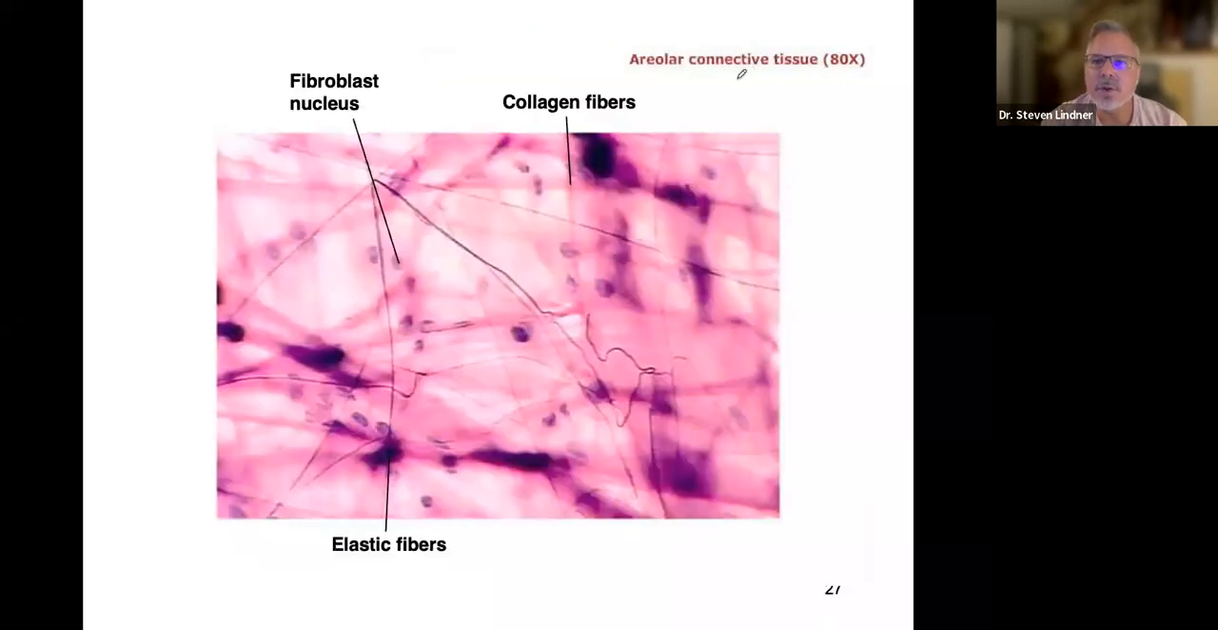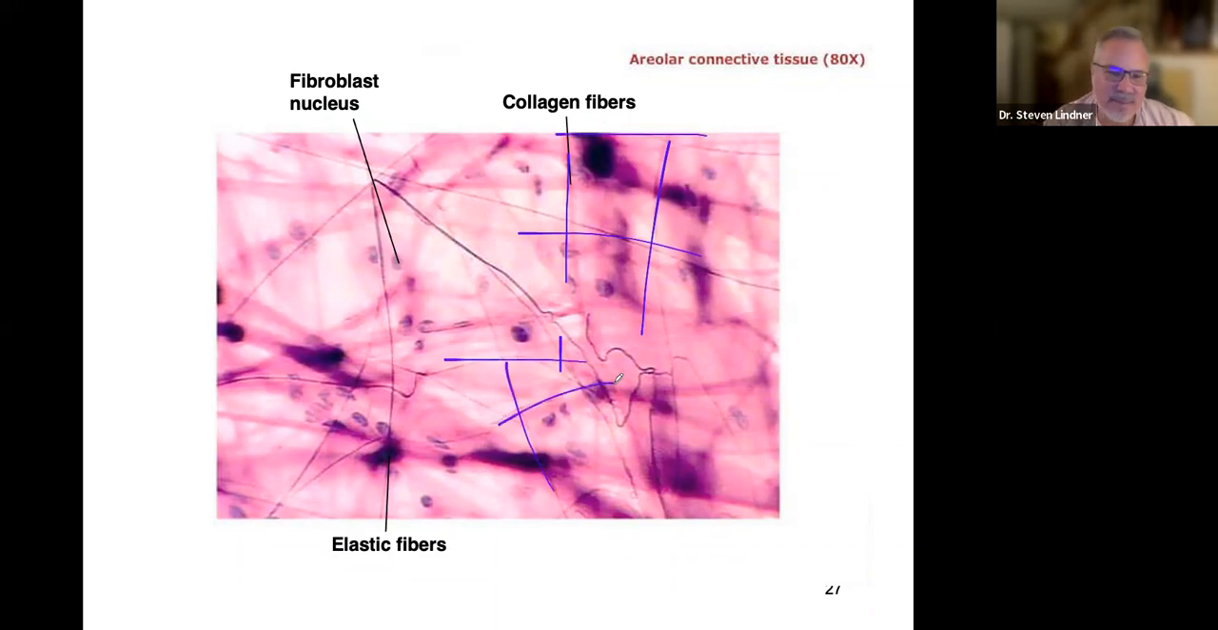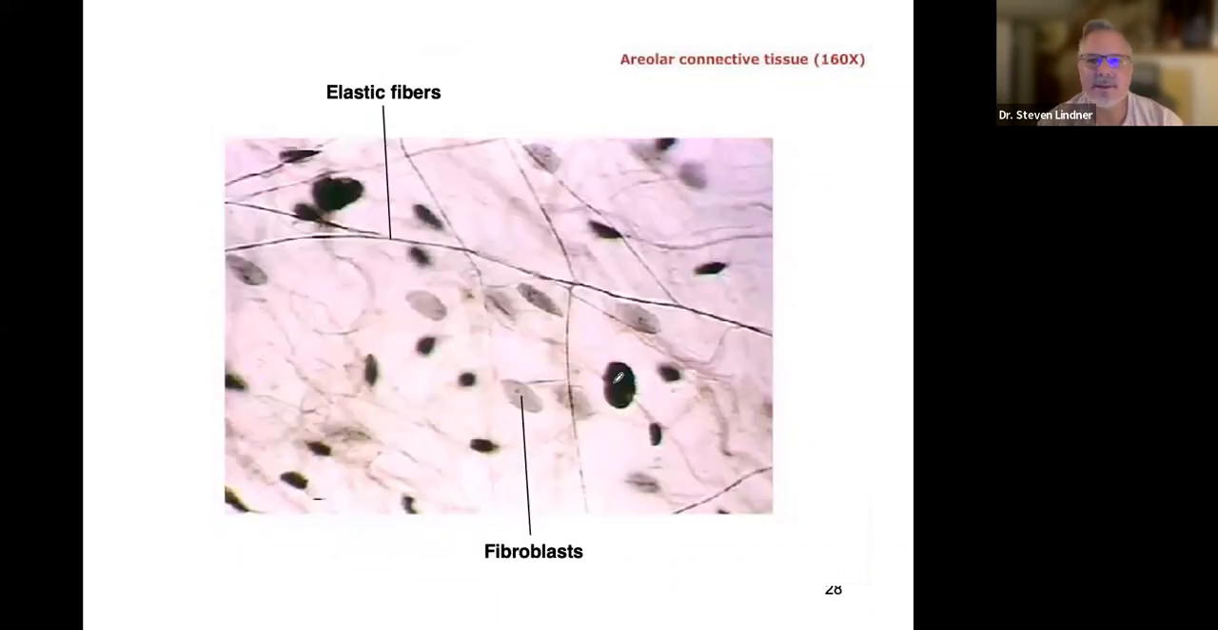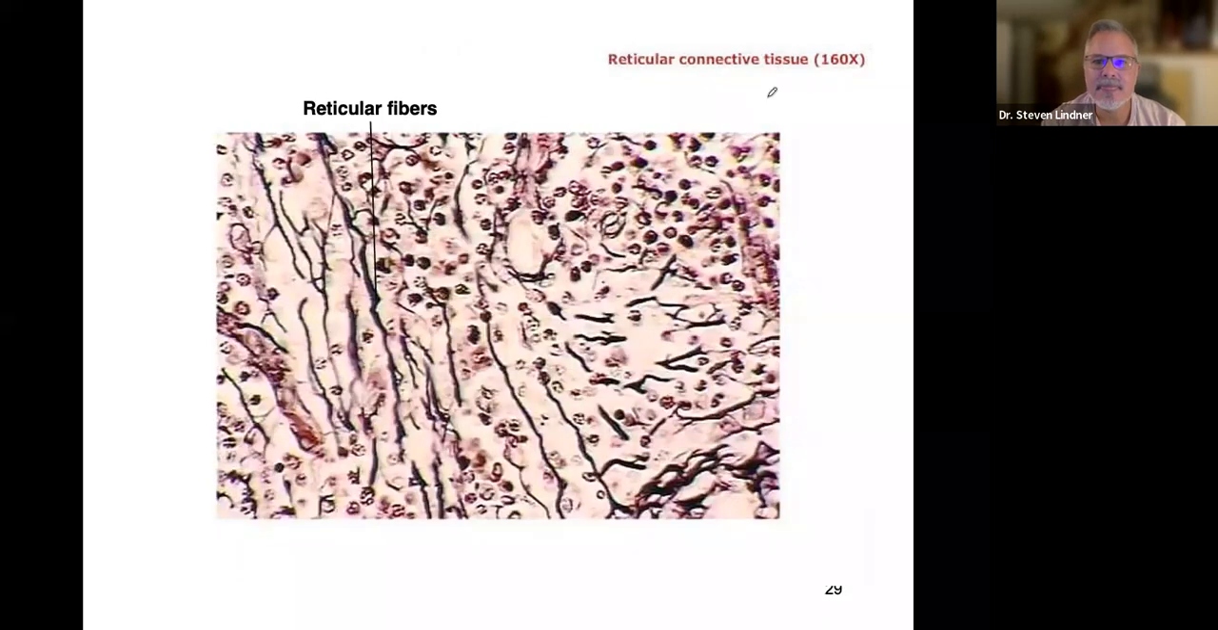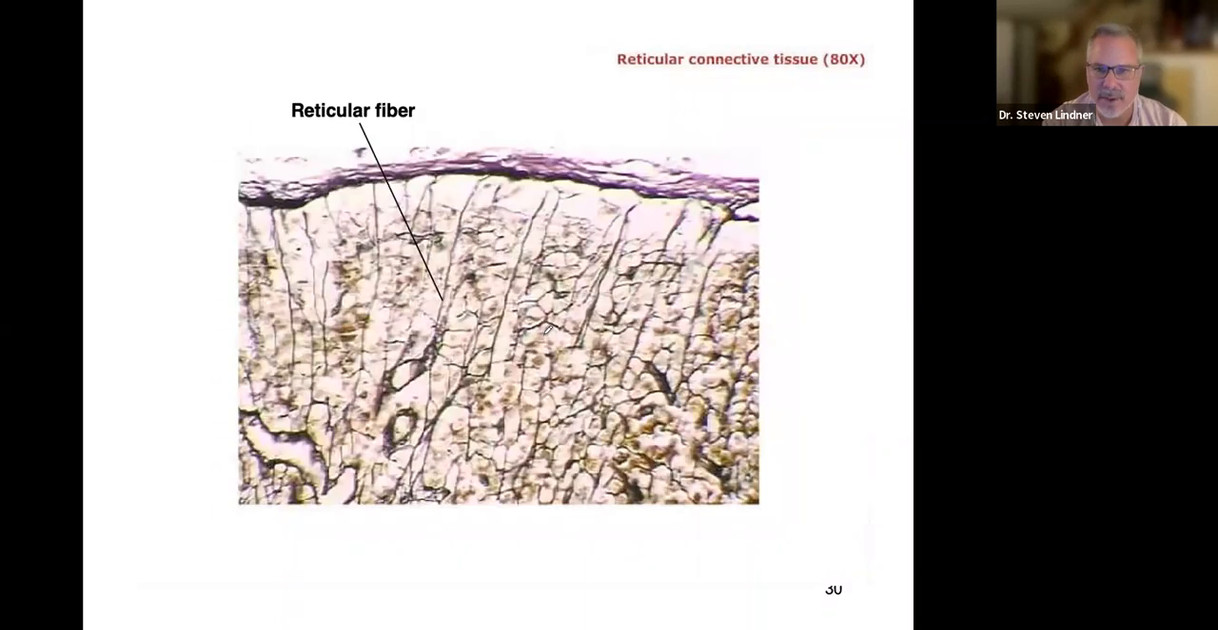This is areolar connective tissue. Once you start to see these hashtags, these fibers crisscrossing like that, this is areolar tissue. This is what separates the skin from the muscle. This is another areolar. You can see a bunch of those fibers, looking like hashtags all over the place. That's areolar connective tissue. Reticular connective tissue has this type of appearance, and it's what makes up most of your organs.